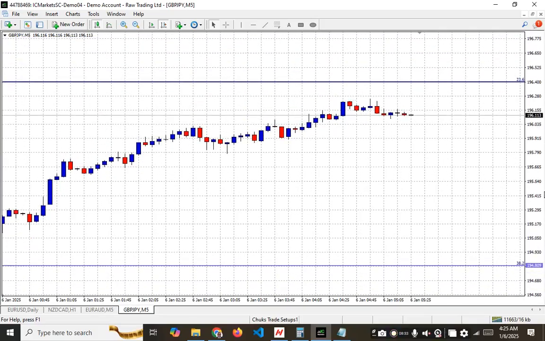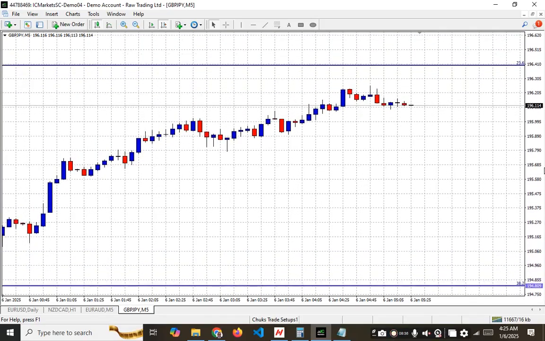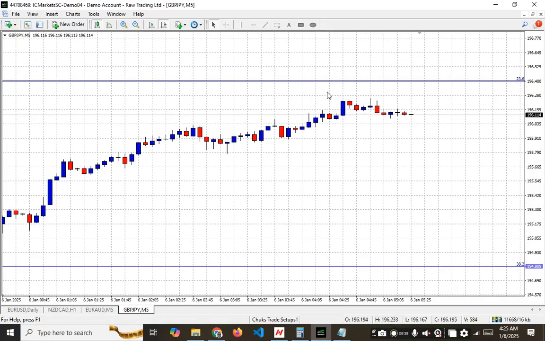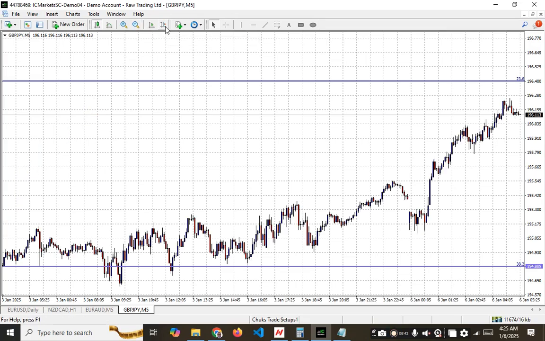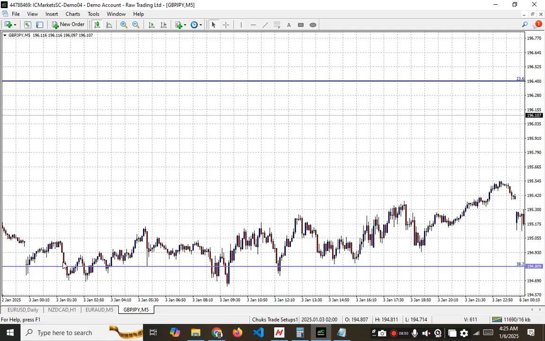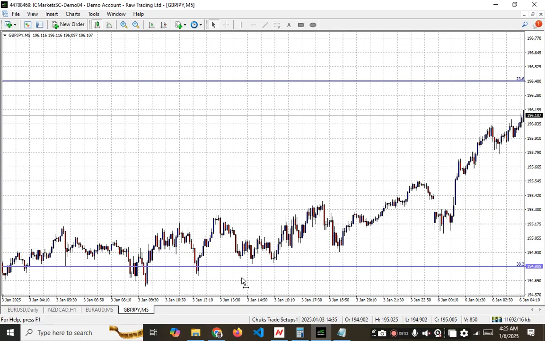Okay, so you can see that the market has really pushed away from those levels. It's not a problem, because when you zoom out on the chart, you will see clearly how price has been respecting those levels. You can see how price has been respecting these levels.